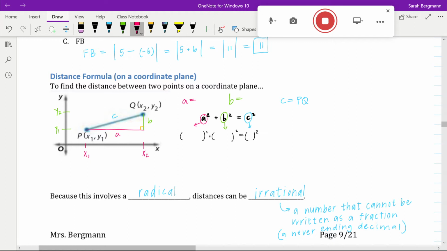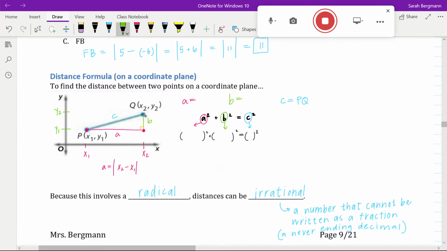However, I can use what I just learned about the distance between 2 points on a number line in order to find an expression to represent the length of A. So if I'm trying to find the length of segment A, it has the endpoints x1 and x2 on the x-axis. So what that means is that A would have to be the absolute value of x2 minus x1. So if I'm finding the distance from x1 to x2 on a number line, that's the formula I just learned.